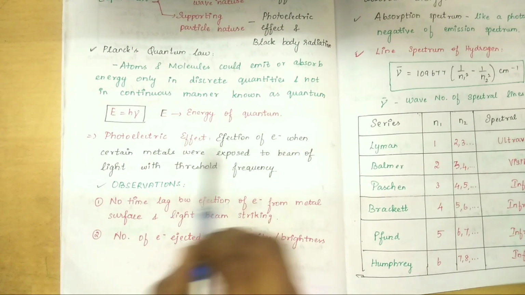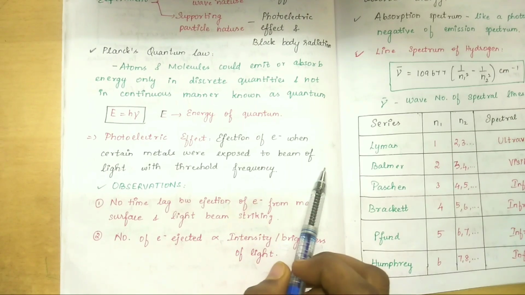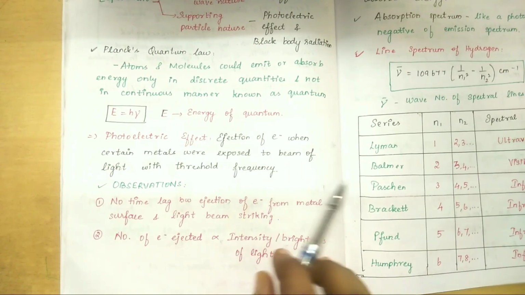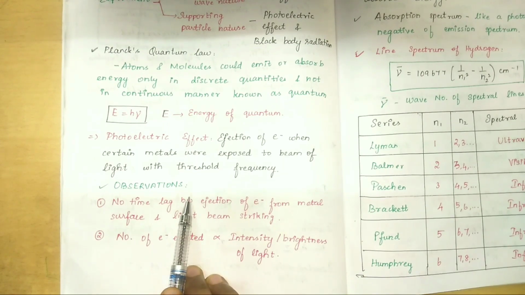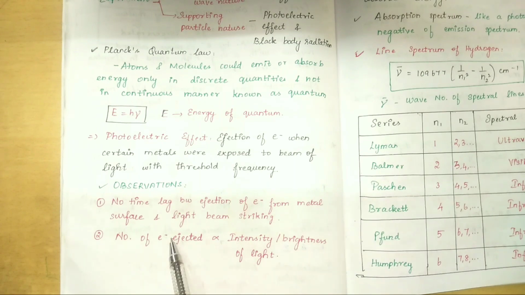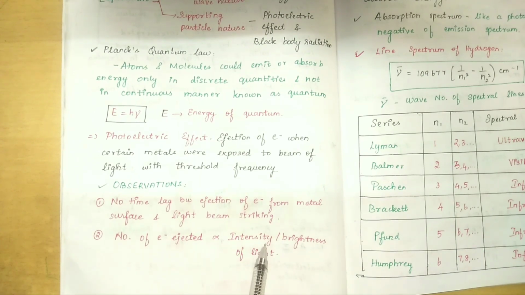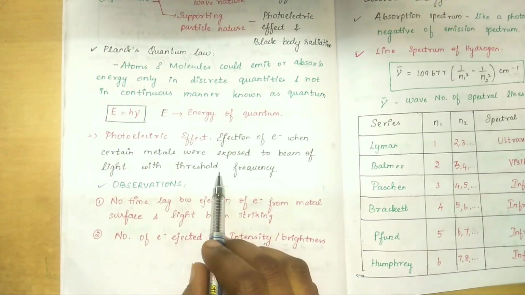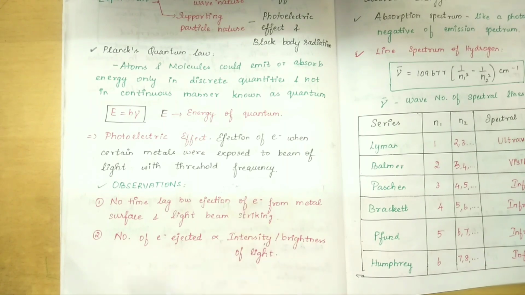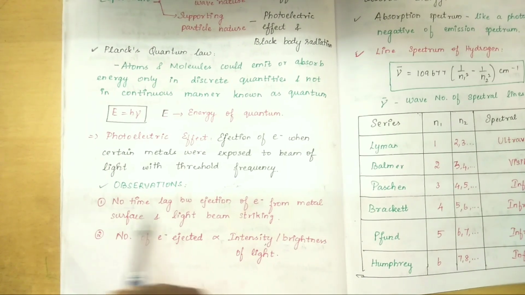The ejection of electrons when certain metals are exposed to a beam of light with threshold frequency is called the photoelectric effect. What are the observations in this experiment? There is no time lag between the ejection of electrons from the metal surface and the light beam striking. At the moment the photon strikes the metal surface, the electron is released, and there is no time lag, they are saying.